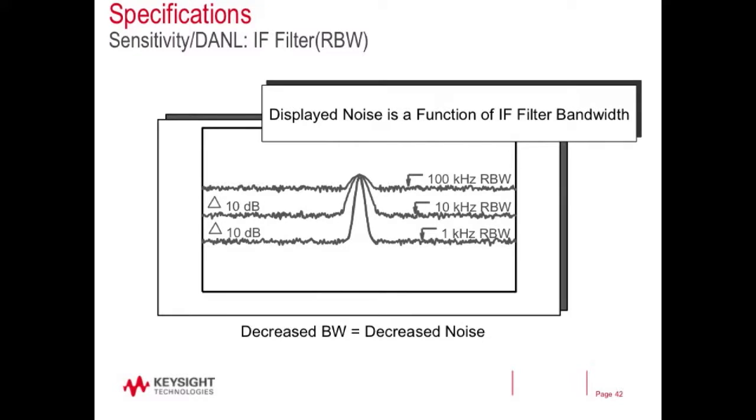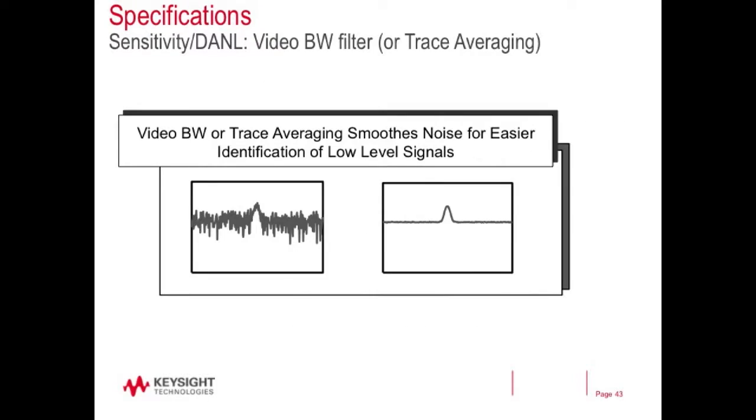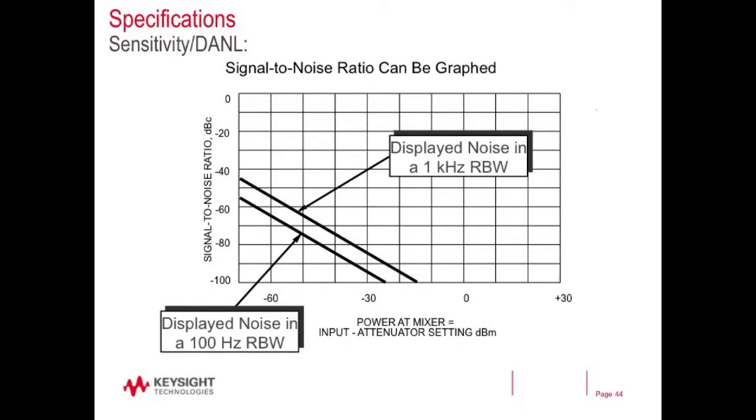So let's put some of these concepts together. If you look in our data sheets, there's going to be another line here that we'll go over in a few slides, but we basically give you this information. This should really be displayed average noise level, but we'll just leave it here. You'll see these different lines, and they basically are the displayed noise for a given resolution bandwidth.